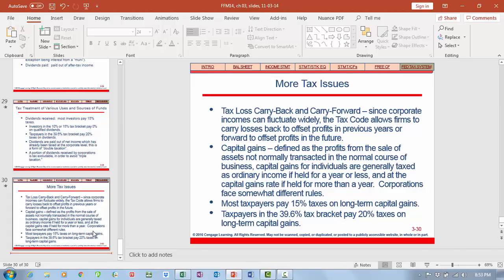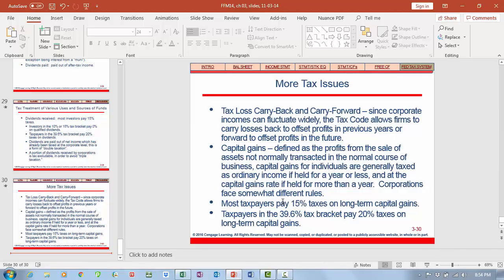Capital gains for individuals are generally taxed as ordinary income if held for a year or less, and at the capital gain rate if held for more than a year. So gains for individuals are generally taxed as ordinary income if held for less than a year. But if it's more than a year, it'll be a capital gain, which has a different tax rate. Most taxpayers would pay 15% tax on long-term capital gains.